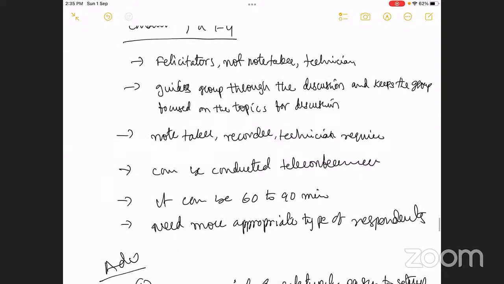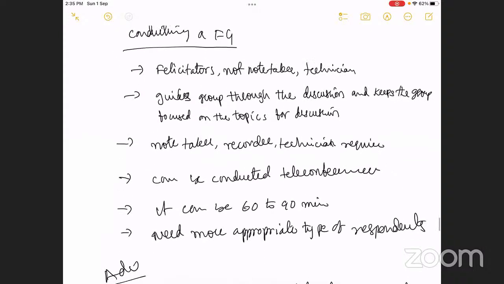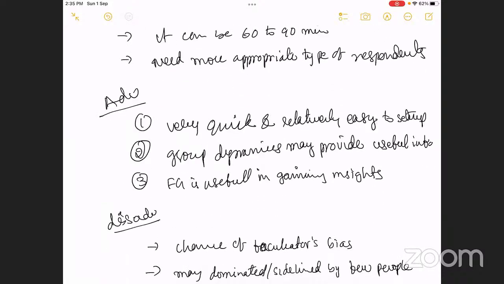So it needs more appropriate types of respondents. Whoever is suitable for your topic, you need to select those respondents. So what are the advantages? The advantage with the focus group is it's very quick and relatively easy to set up. Nowadays it is very simple to gather 10 people using technology. Earlier it was somewhat difficult, getting all 10 into one group and starting a discussion.